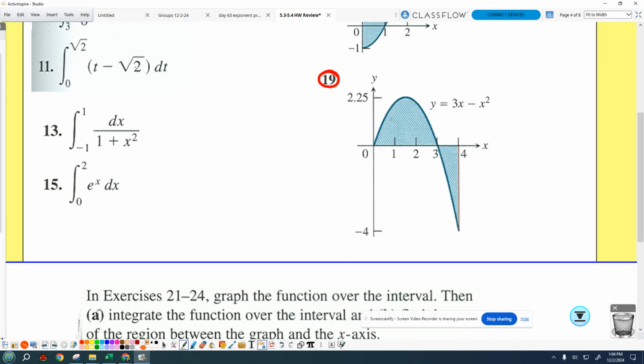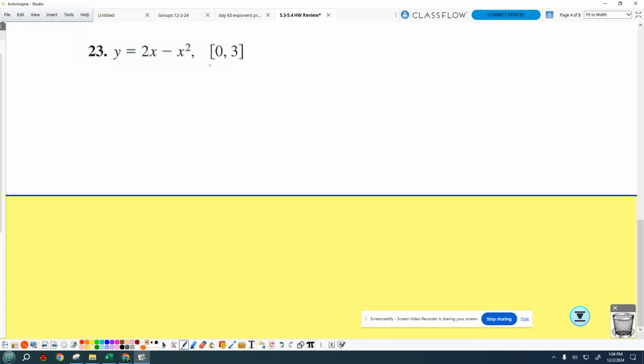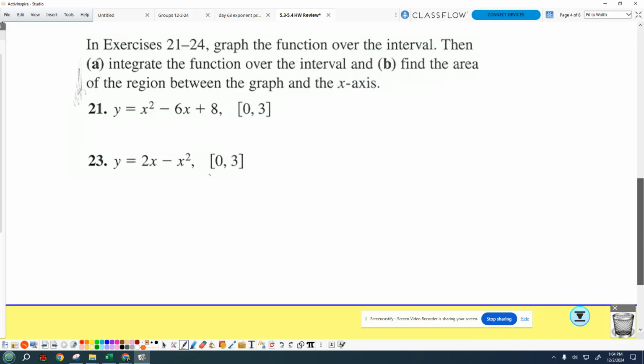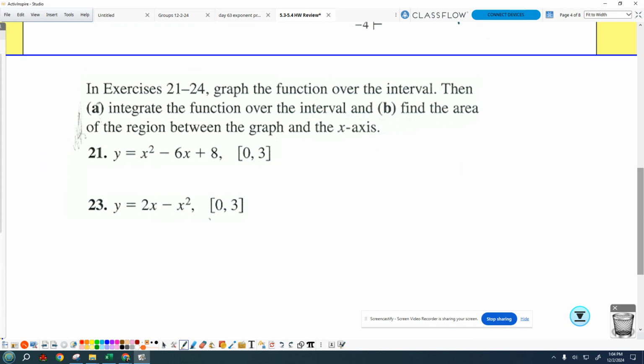Okay, you know what? Good point. This one we get ugly numbers and fractions, and I'm telling you where it changes. So instead of that one, do 23. I'm not giving you a graph, I'm not telling you if it goes negative, and if it does, where it goes. Try that.